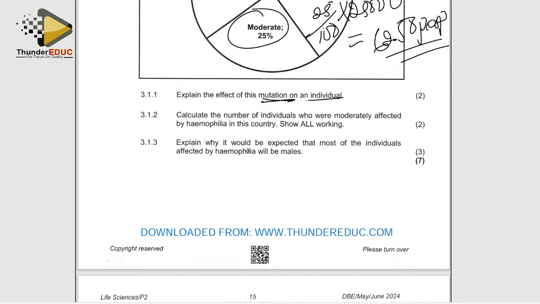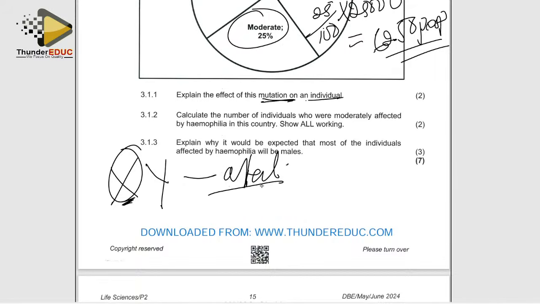They're saying explain why it would be expected that most of the individuals affected by hemophilia will be males. Basically, the reason is that males contain 1 X. If a recessive allele appears on the X, the individual is already affected by hemophilia. Why not female? Because females have 2 X. If a recessive allele appears on one, it can be masked by a dominant allele and the individual is still normal. That's why it's very common in males. Because males have 1 X chromosome, if a recessive allele appears on it, the individual is automatically sick.